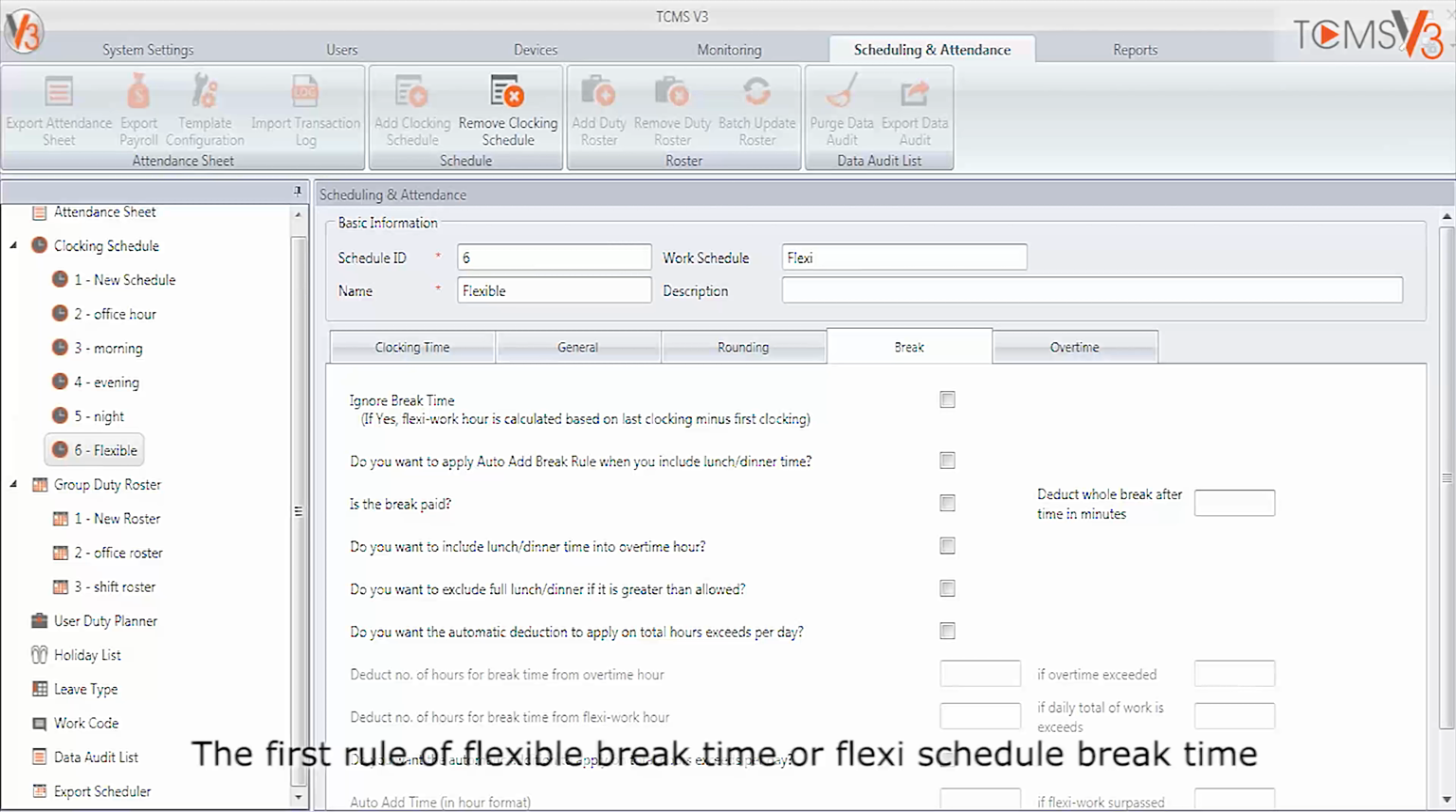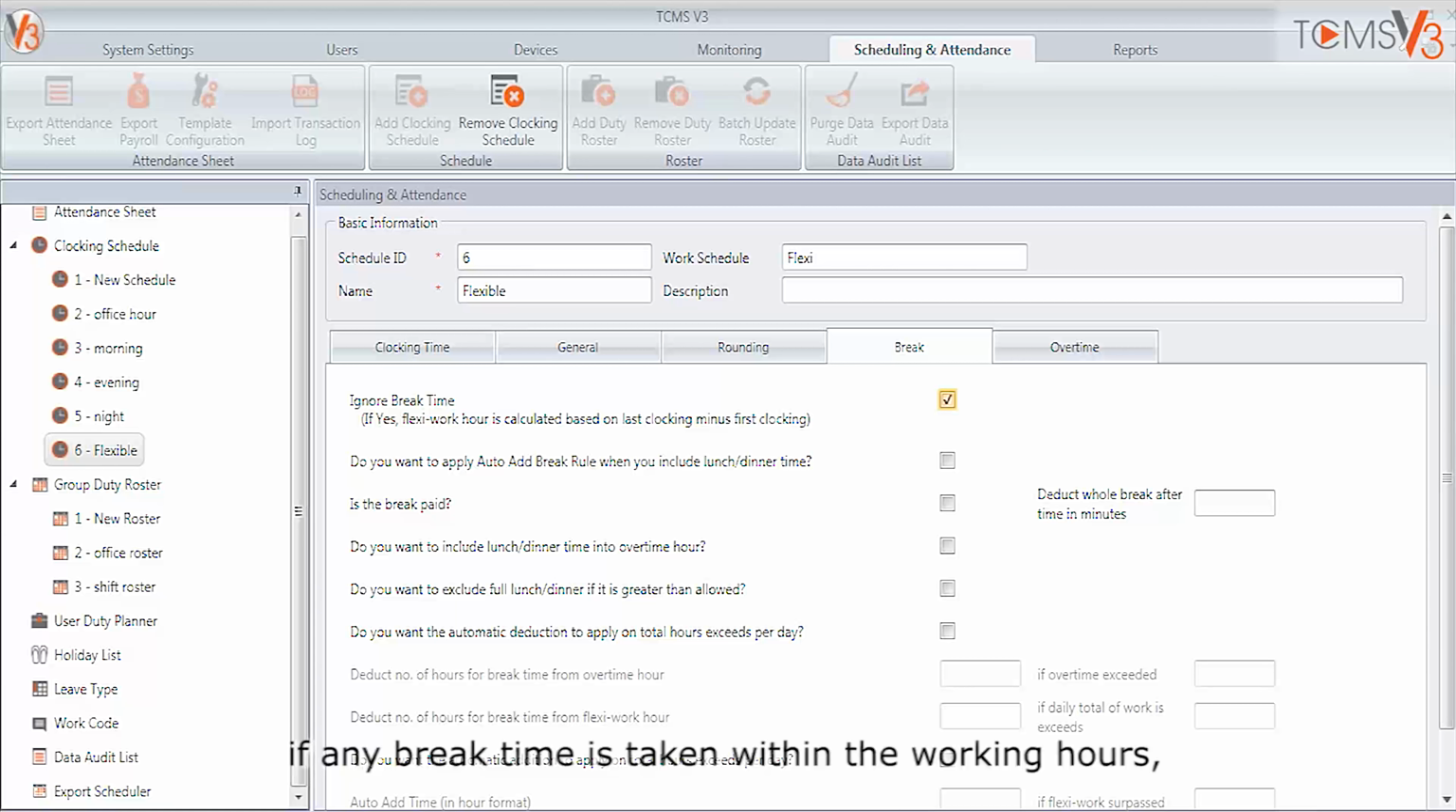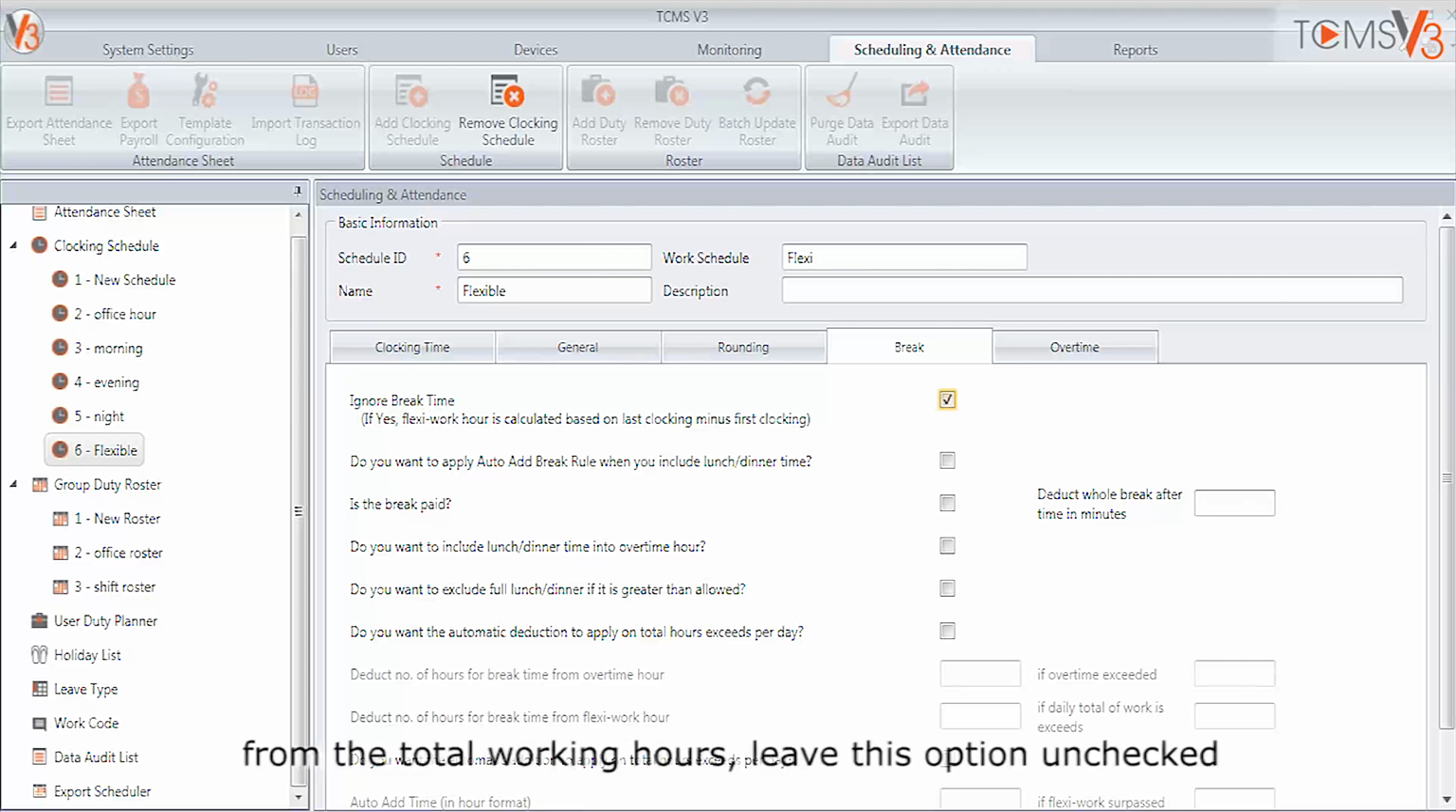The first rule of flexible break time, or Flexi schedule break time, in TCMSV3 is to ignore break time, because Flexi work hour is calculated based on last clocking minus first clocking. By checking this option, if any break time is taken within the working hours, it will not be deducted from the total Flexi working hour. But if you still need the break time to be deducted from the total working hours, leave this option unchecked.